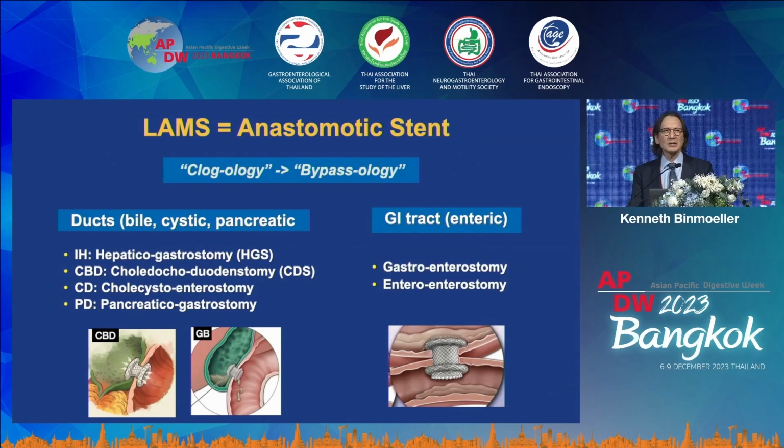So the LAMS, this is the term we use, but I have to honestly say my preference would have been anastomotic stent, because that's what we're doing. That's what's unique about the LAMS, that we're able to create an anastomosis. And this is really sort of the holy grail, what differentiated surgery from what we did. We were clogologists. We were unclogging the lumen. Now we have become bypassologists.